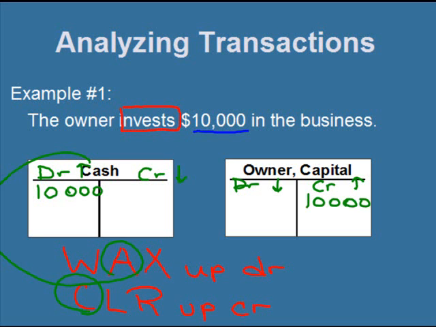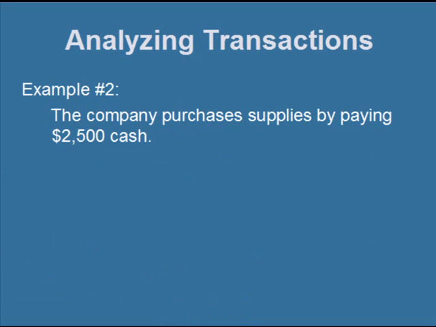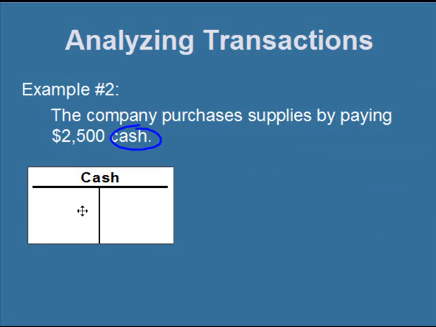When you apply the rules of debits and credits to a transaction, debits and credits have to be equal. So if you debit something for $10,000, you have to credit something for $10,000 as well. In example number 2, the company is purchasing supplies by paying $2,500 cash. So when we look at the transaction, there's a key word right there, cash. We know the cash is going to change. So we're going to have a look at the cash account.